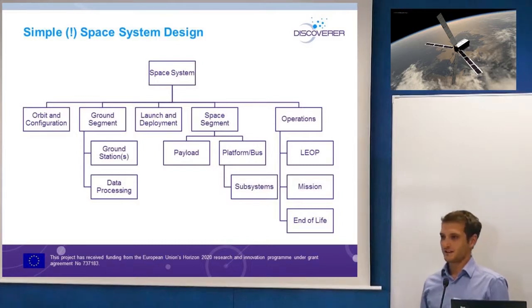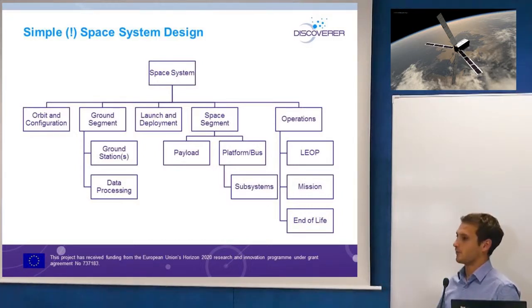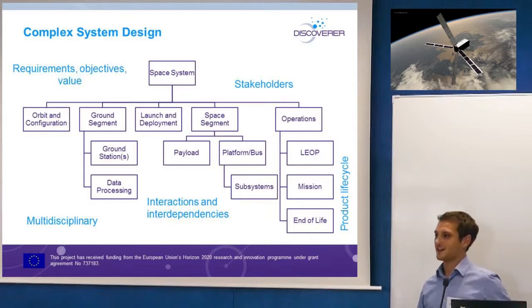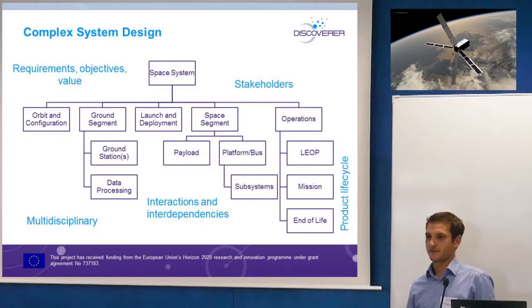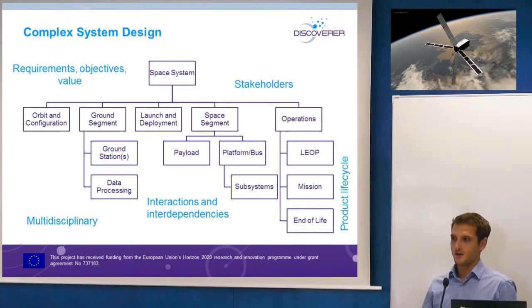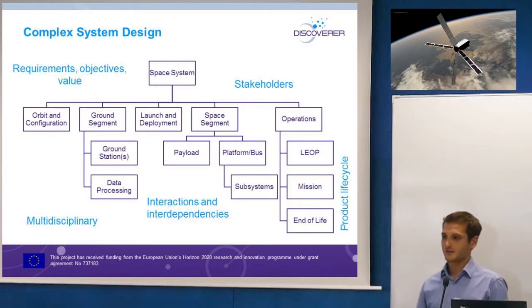And we might consider this to be a simple system. More complex systems might have many more boxes in the hierarchy. But it's not just as simple as this. We have many things that we have to consider alongside this. So we have the requirements or objectives, or we might consider to look at value in this case. We have many different stakeholders that are interested in how this will perform and the kind of requirements that are fed into this. We have the complete life cycle to consider.